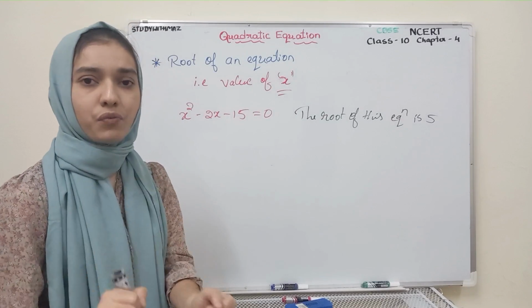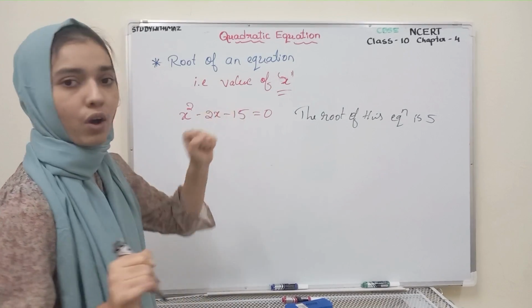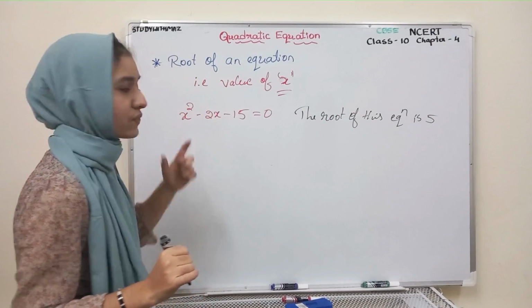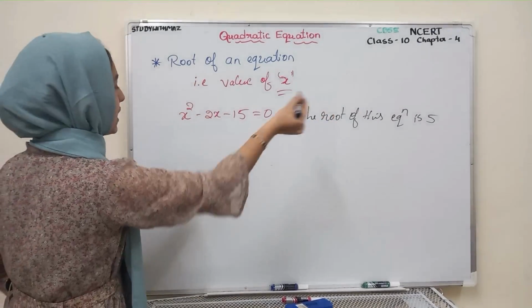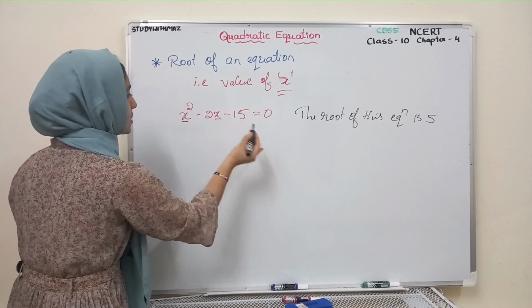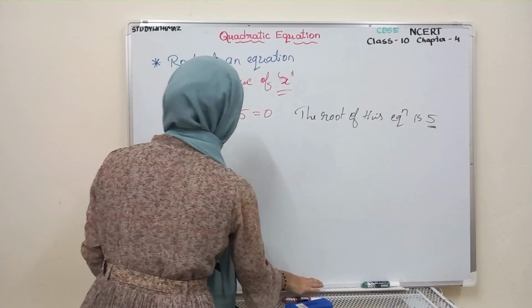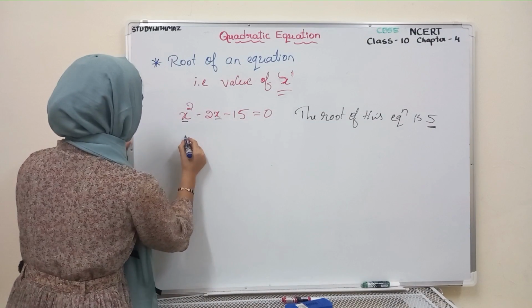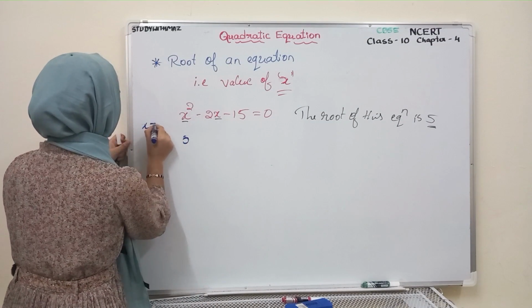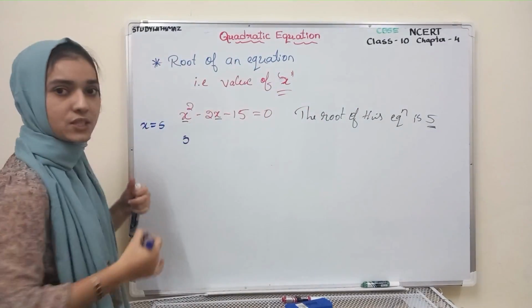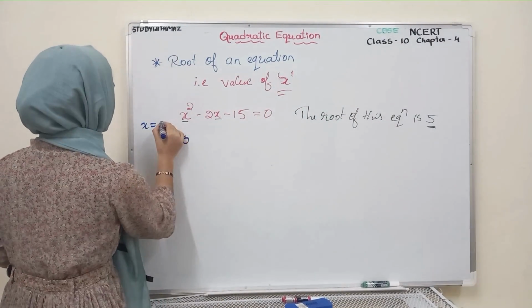Now you have to find whether it is true or not. How do you find? You have to check whether it is satisfying your equation or not. Let us see. In the place of x, you have to substitute the value 5. Let us check this. Your value x is equal to 5. Why? Because they have given that the root of this equation is 5. So x is equal to 5.